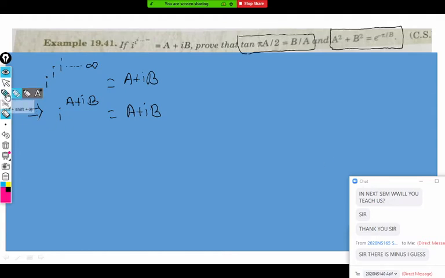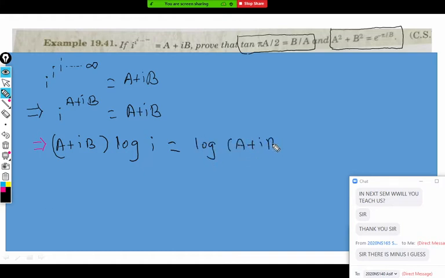Now taking the principal log. Taking log on both sides, (a plus ib) into log of iota is equal to log of a plus ib. Now, what about this log of iota? Tell me the value. Directly you can write it. What is iota? It is cis of pi by 2, or e raised to i pi by 2. What is the log of e raised to i pi by 2?